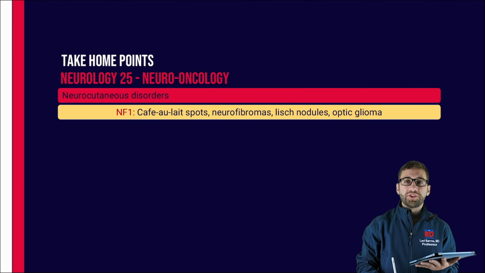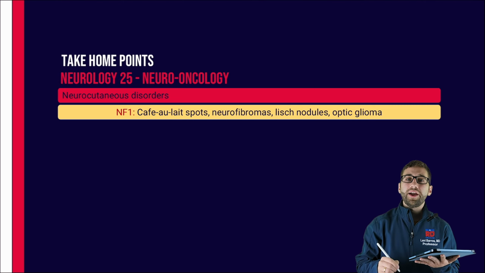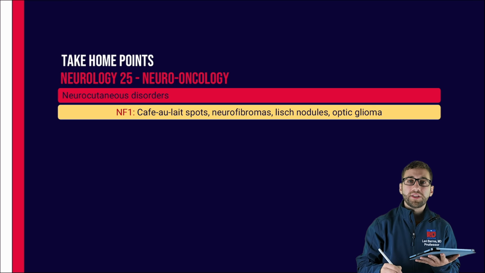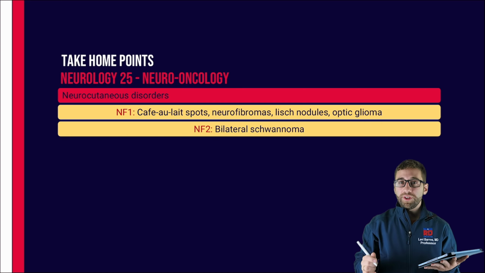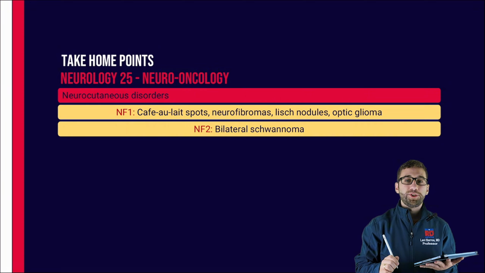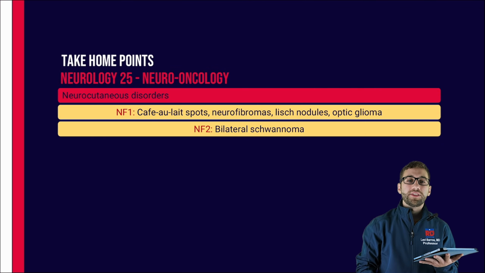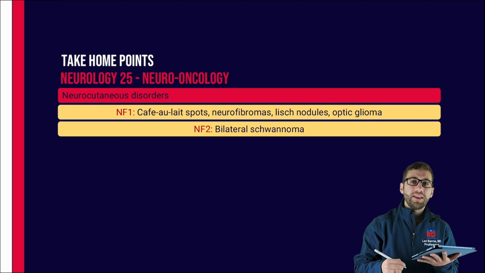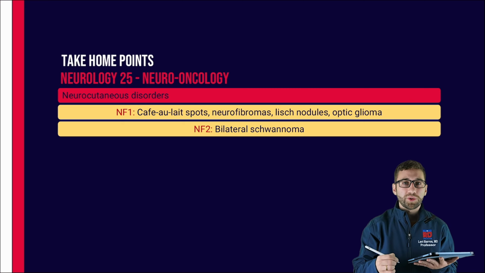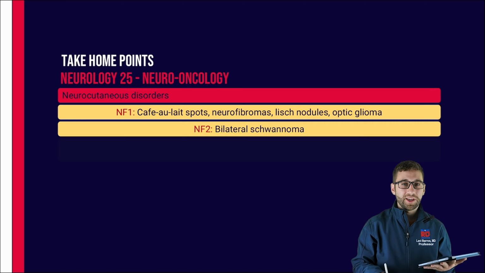Neurofibromatosis type 1 is characterized by café-au-lait spots, neurofibromas, Lisch nodules on the iris, and an increased risk of optic gliomas. It is caused by mutations in the NF1 gene on chromosome 17. Moving on, neurofibromatosis type 2 is characterized by bilateral vestibular schwannomas, meningiomas, and ependymomas. It is caused by mutations in the NF2 gene on chromosome 22. A lot of chromosomes, I know, it's hard, but we'll get over it.